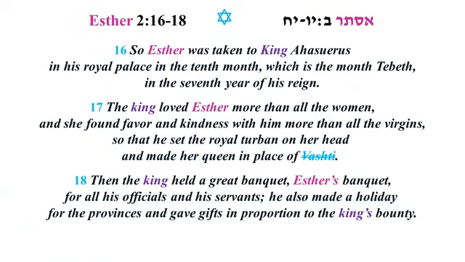Okay, 2:16. So Esther was taken to King Ahasuerus to his royal palace in the 10th month, which is the month of Tebeth, in the 7th year of his reign. The king loved Esther more than all the women, and she found favor and kindness with him, more than all the virgins, so that he set the royal crown on her head and made her queen instead of Vashti. Then the king gave a great banquet, Esther's banquet, for all his princes and his servants. He also made a holiday for the provinces and gave gifts according to the king's bounty.